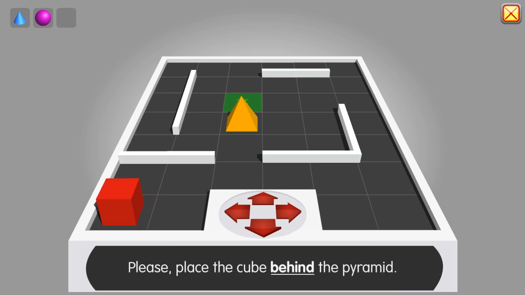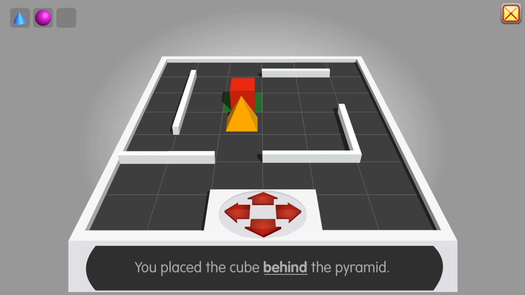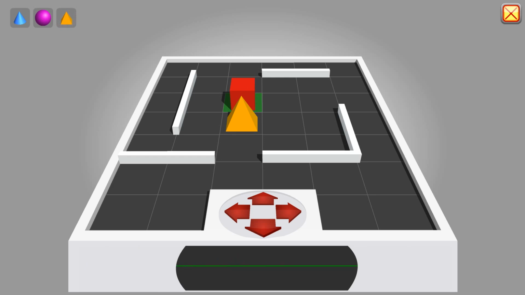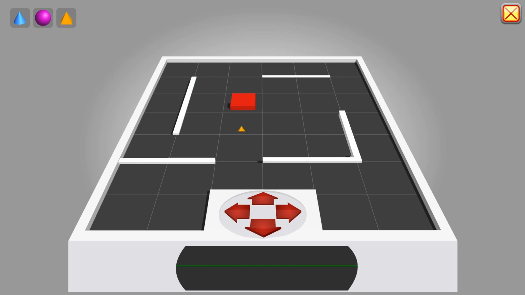Please place the cube behind the pyramid. Correct. You placed the cube behind the pyramid. Thank you. Activity complete.